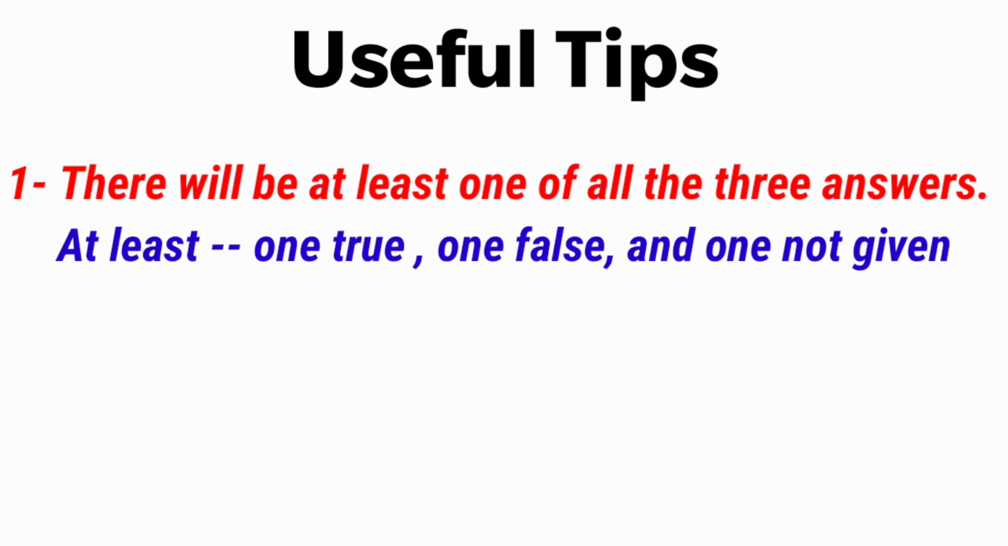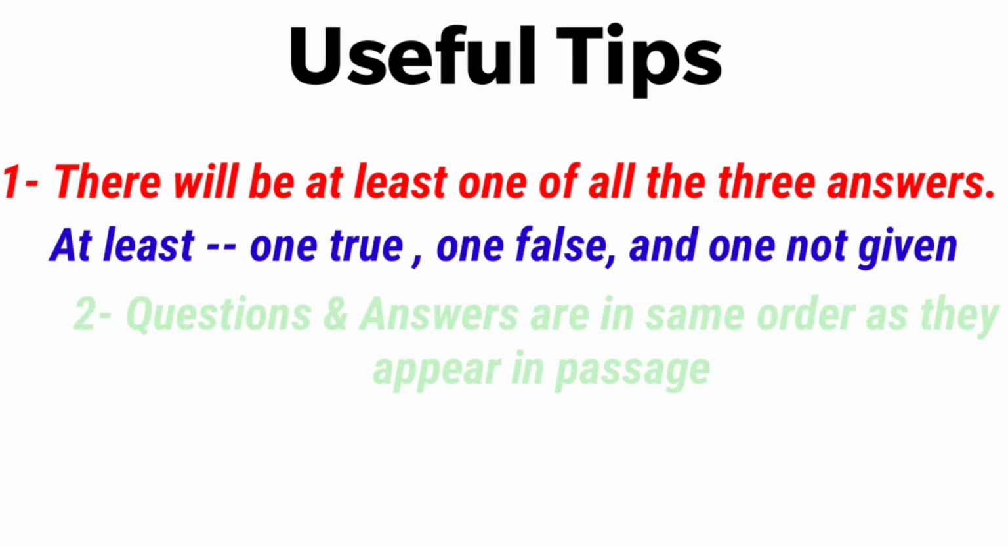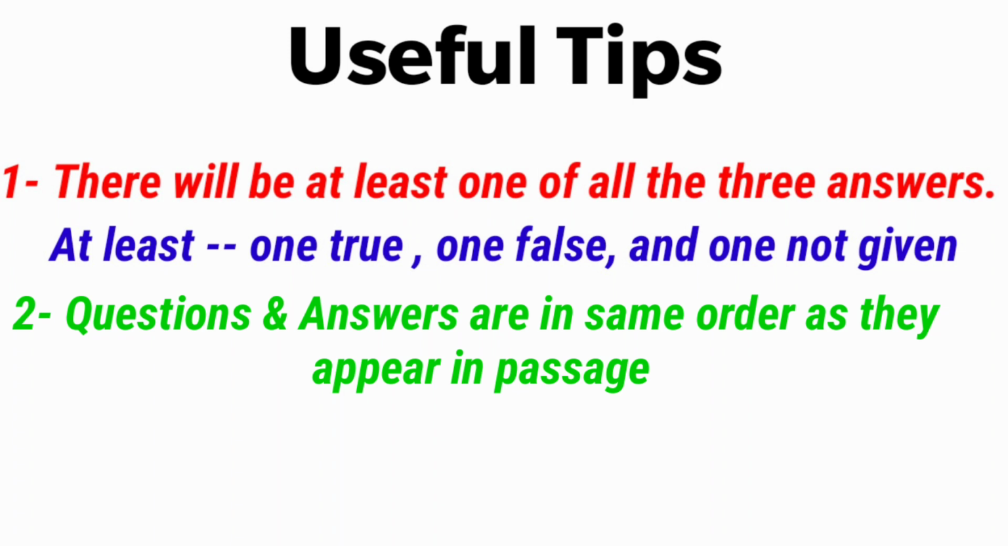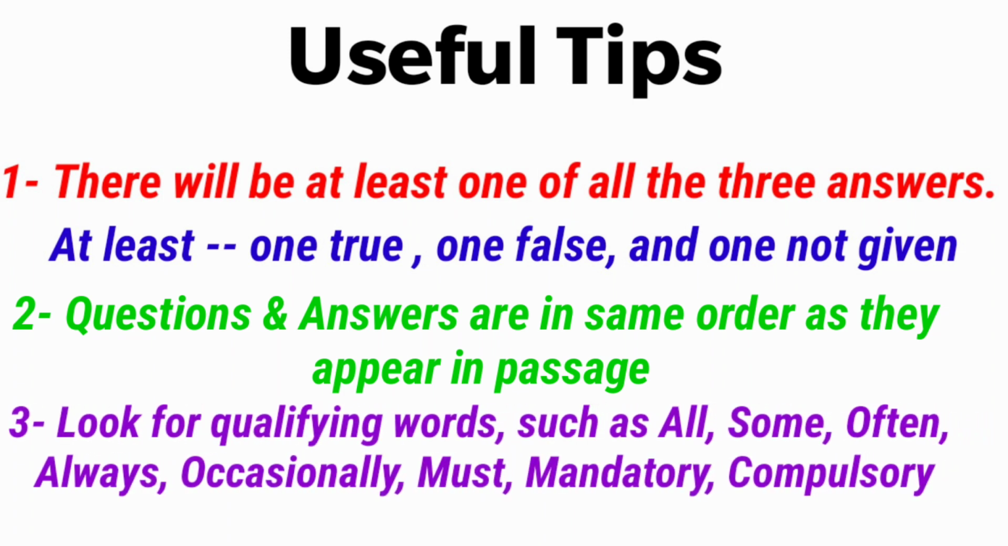Second tip is, answers are in the same order as the questions, so keep reading and don't waste time going back. This is very important information, especially for the not given question type. I will show you that in the examples. It helps you in saving a lot of time. Third tip is, look for qualifying words such as all, some, mainly, often, always, occasionally, must, mandatory, compulsorily, etc. These little words can alter the meaning completely.